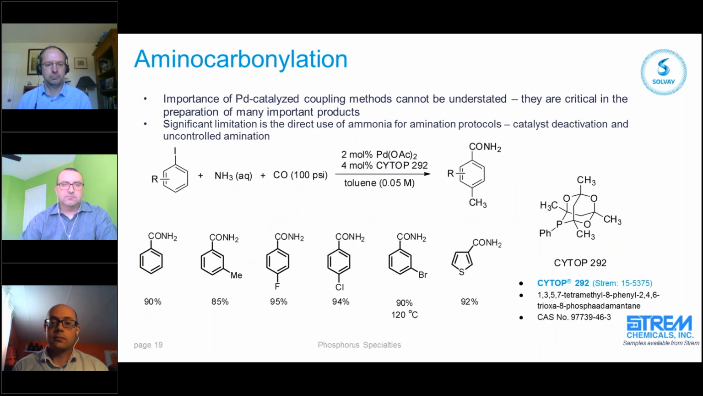Next slide, please. So the first reaction that I wanted to talk about was amino carbonylation, and this is a particularly challenging reaction when you're looking at ammonia as a raw material.